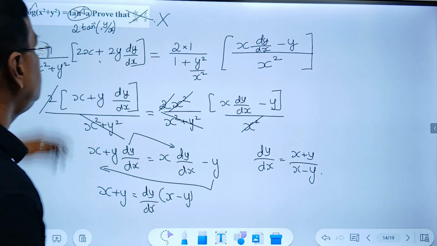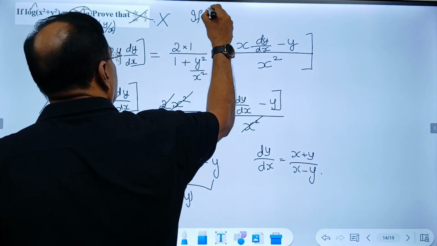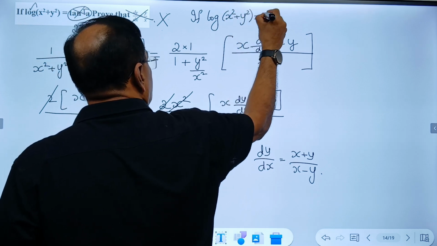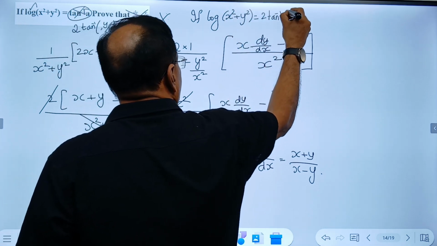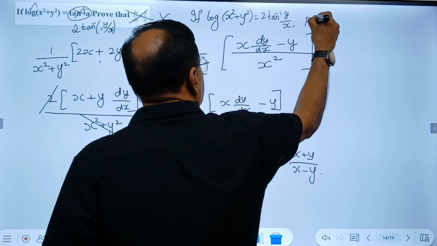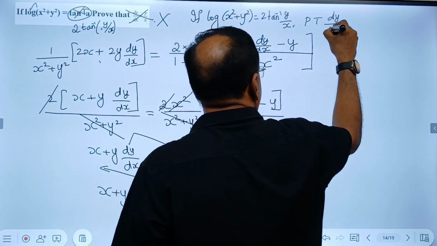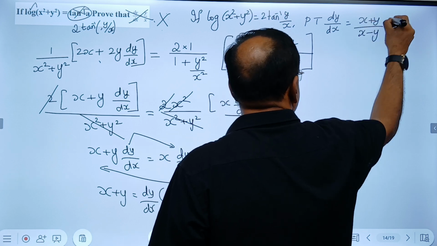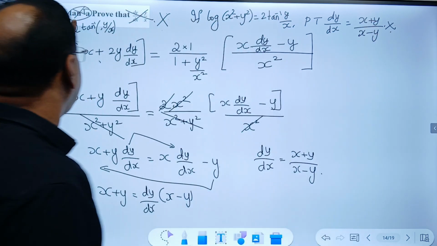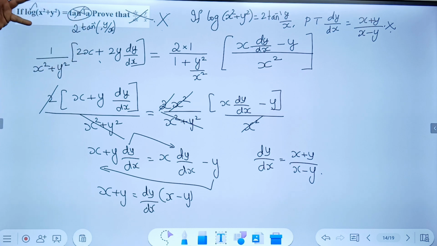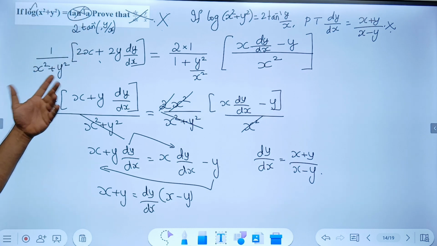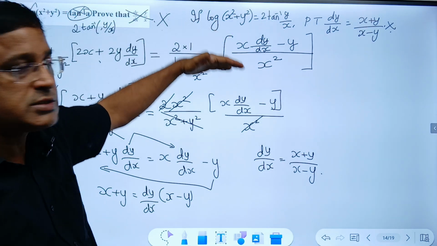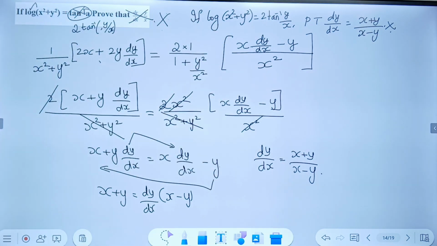So I want you to rewrite this entire problem as: if log of x square plus y square equal to 2 tan inverse of y by x, prove that dy by dx is equal to x plus y by x minus y. This is actually a very, very important question. This problem with tan inverse of it, you can try it as homework. It is very, very simple. One step you get the answer. Right hand side differentiation will become 0. So this is the problem which I was interested in doing. So I hope this is clear. Okay.